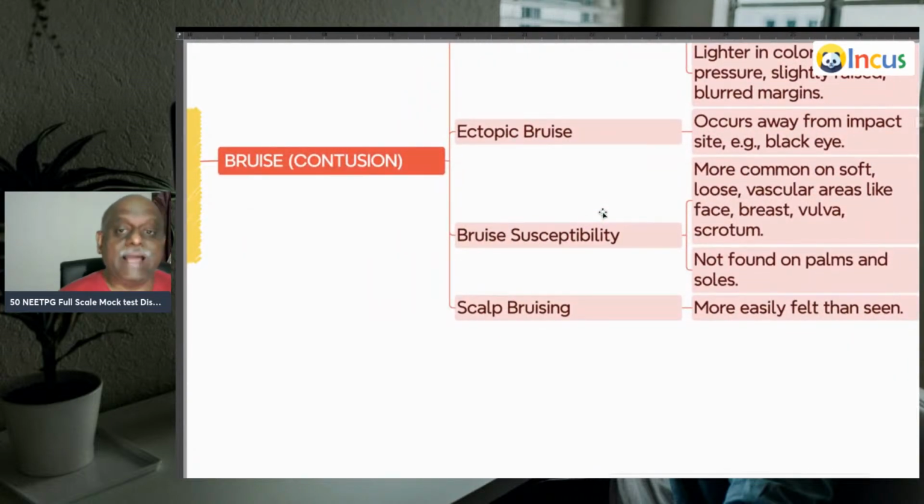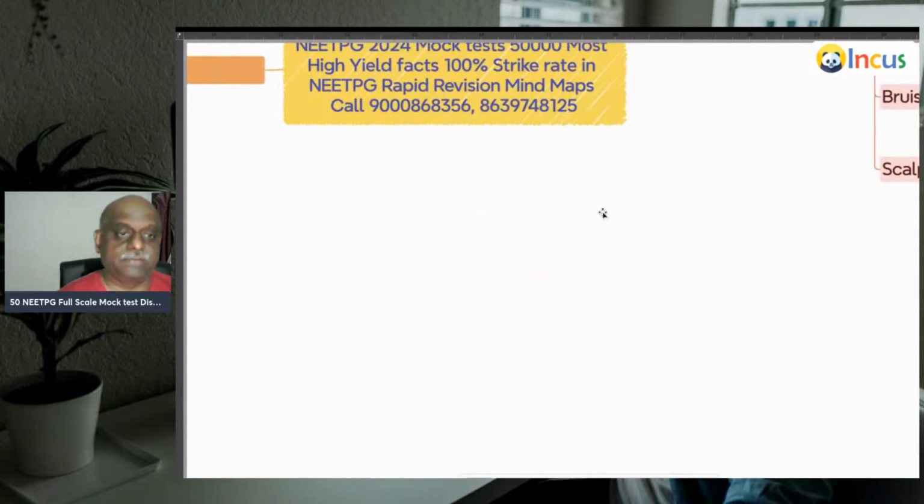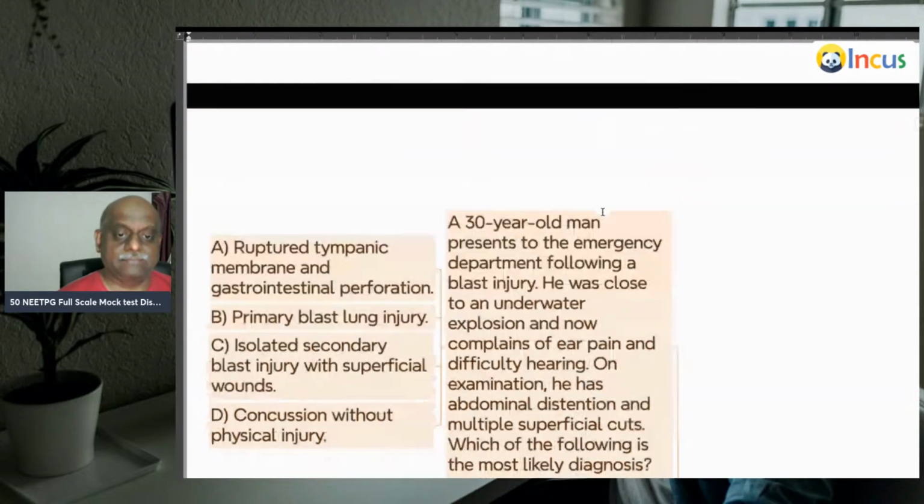For example, in the black eye. And what tissues are susceptible to the bruises? Soft, loose, vascular areas like face, breast, vulva, scrotum. Bruise you don't find on the palms and soles is what you need to remember.